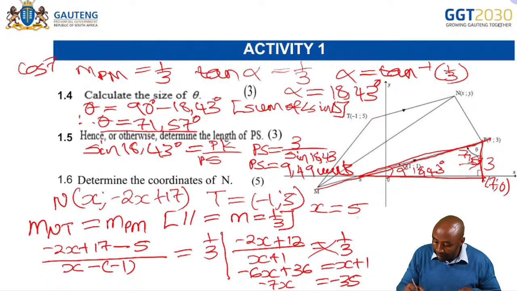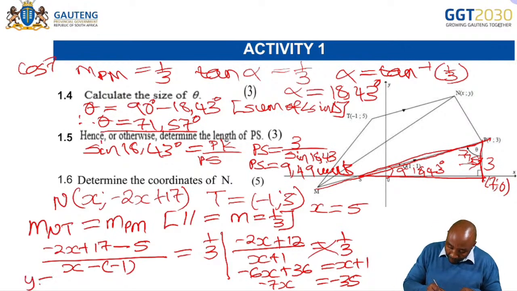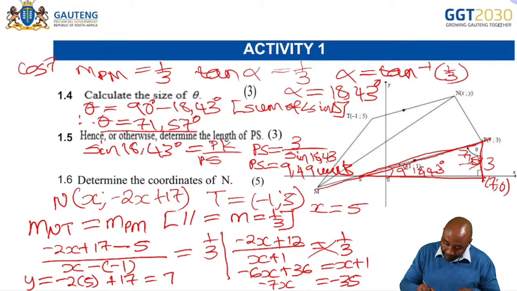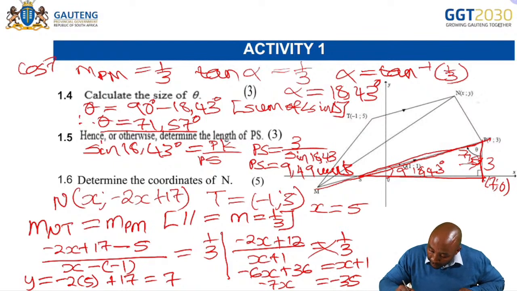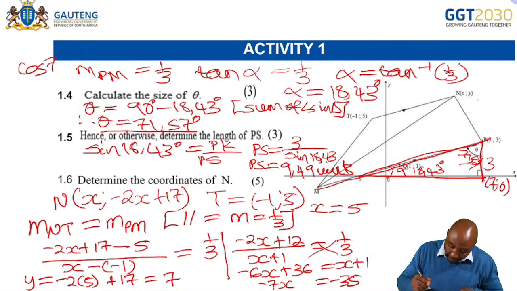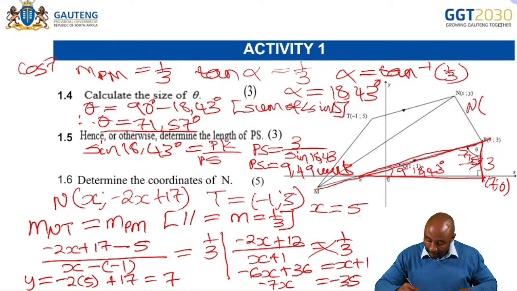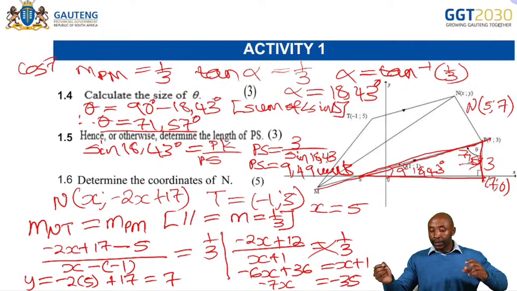I'll then take this positive x as 5. I will substitute in to get my y value. It becomes y is equal to -2 times 5 plus 17, and this will give me my answer as -10 plus 17. That gives me 7. So meaning the coordinates of point N will be given by, we are able to see that our x value, we got it as 5, and our y value is going to be 7, like that.